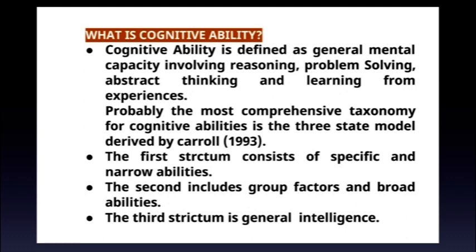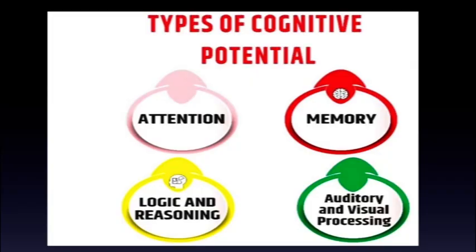First the minute problems: when you start solving a minor problem, which according to Carroll is the first stratum, then when you penetrate the first narrow one, the wider one opens, and when you cross the wider one, your general intelligence will emerge. So he says it is a three-stratum model. The first is specific and narrow ability, the second is group factors and broad abilities, and the third is general intelligence.